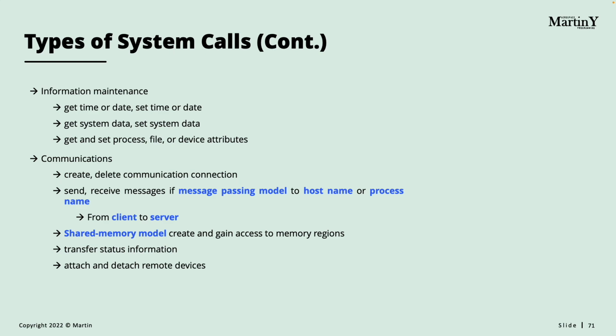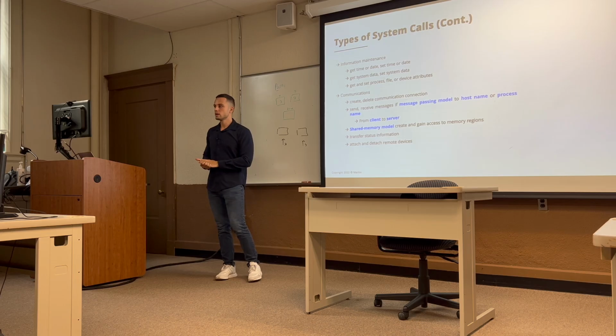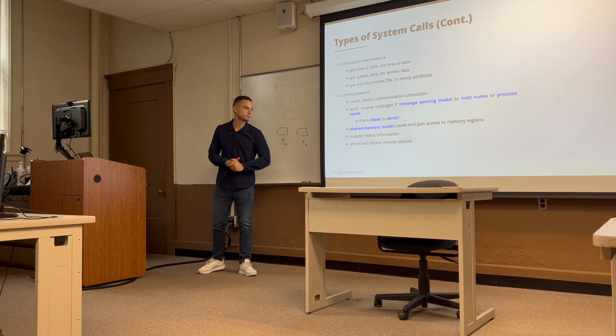In communications, we can create and delete communication between different processes, right? Two processes are normally communicating via messages. There is a protocol that defines a certain structure of a message. Both processes understand the same protocol, and this is how they communicate. So with the communication system calls, we can create and pass messages from one process to another. Okay?